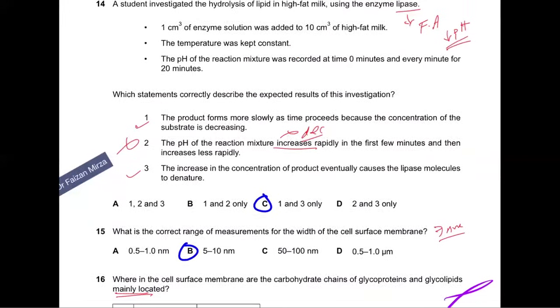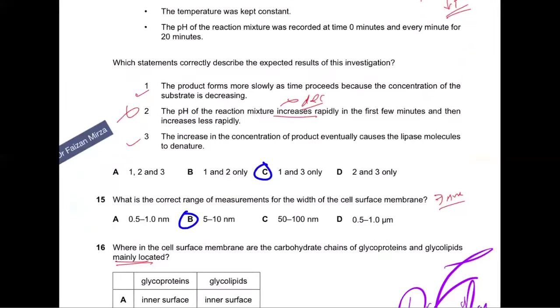Which statement correctly describes the expected results of this investigation? The product forms more slowly as time proceeds because the concentration of substrate is decreasing. Yes, because as the substrate becomes lesser and lesser, the rate of reaction slows down. The pH of the reaction mixture increases. No, it decreases. The increase in the concentration of the product eventually causes the lipase molecules to denature. Yes, because when the pH changes, it will become acidic. It means that the pH changes, so the molecules of the enzymes will become denatured. So yes, 1 and 3 are correct.